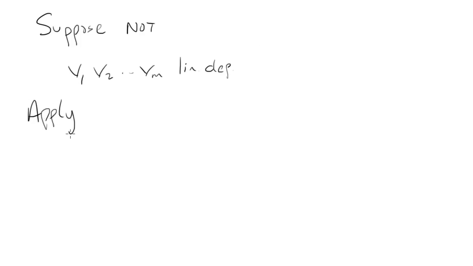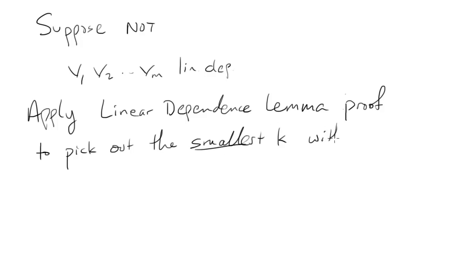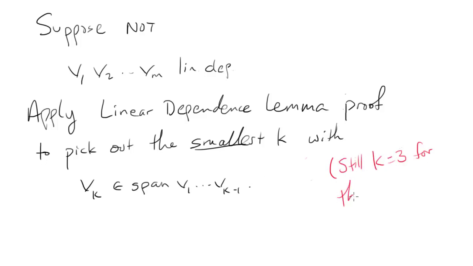Suppose not. Suppose that this list of vectors is linearly dependent. We'll apply our linear dependence lemma with the twist that instead of solving for the largest index, we'll pick out the smallest index, so that vk is in the span of the preceding vectors. That's still the third vector from the video I did on the linear dependence lemma, just for those of you following along.